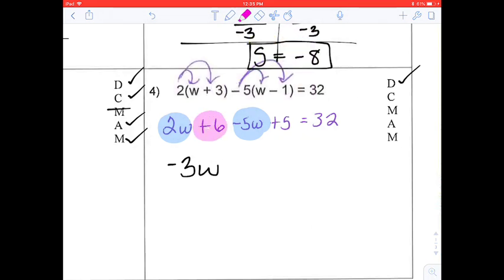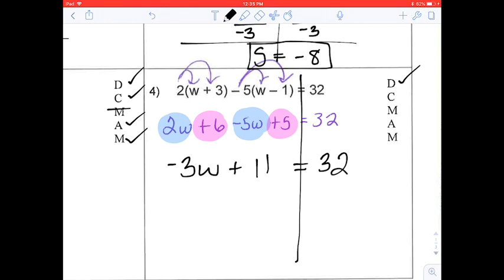My constants, the numbers, positive 6 and positive 5, am I going to also do the positive 32? Nope. I need to remember there is a line going through this equation. 32 is on the other side, so we are not going to combine the 32. 6 plus 5 is 11, and 32 just comes down by itself.